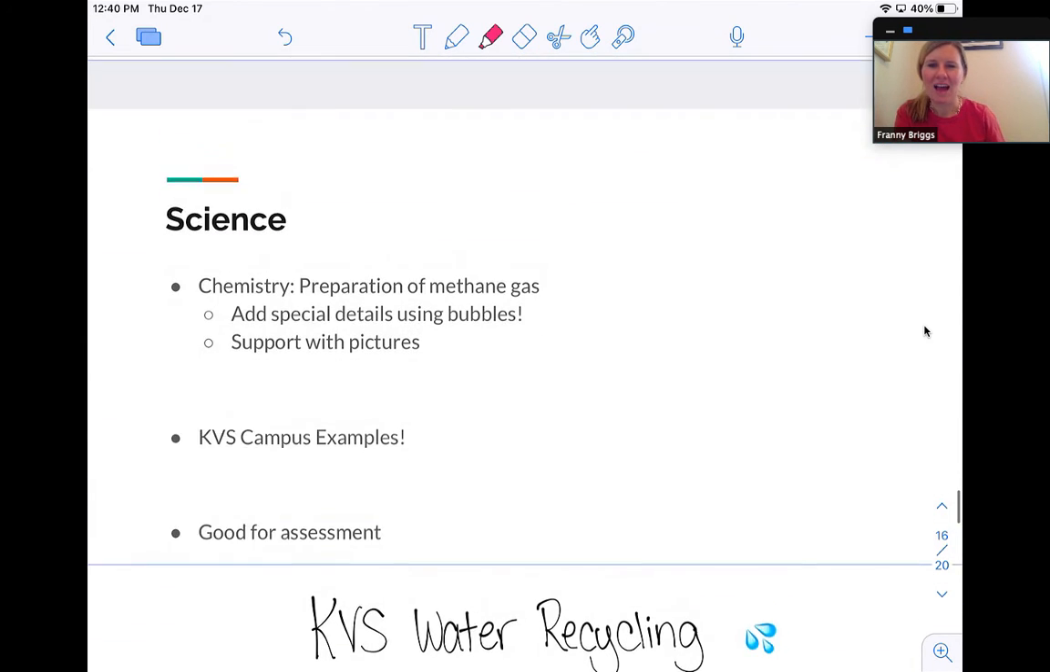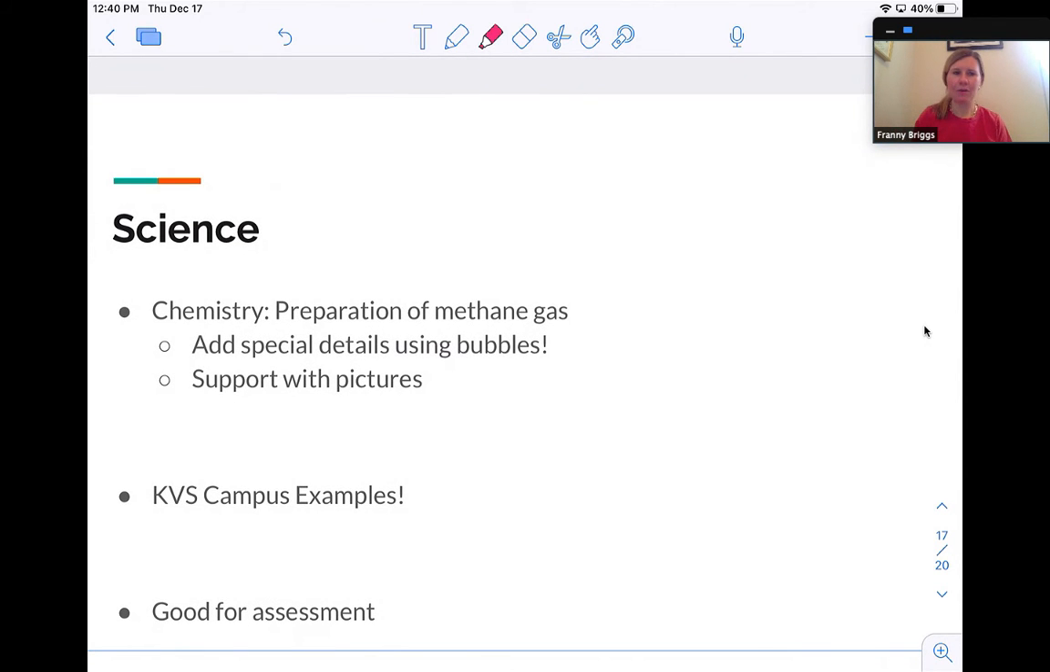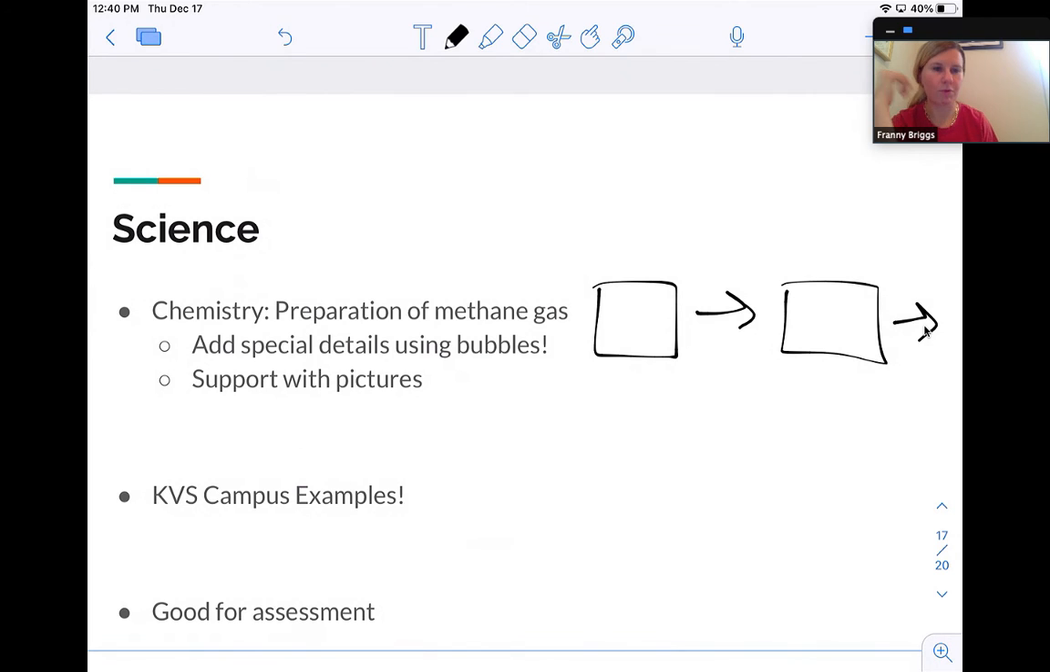Okay, so for science, I remember a classic memorization that I've seen students studying for exams is preparation of methane gas. So maybe you have students draw a sequencing frame to show the different steps of preparing the methane gas. Anything in chemistry where you have to add things in certain amounts, I think that's really helpful.